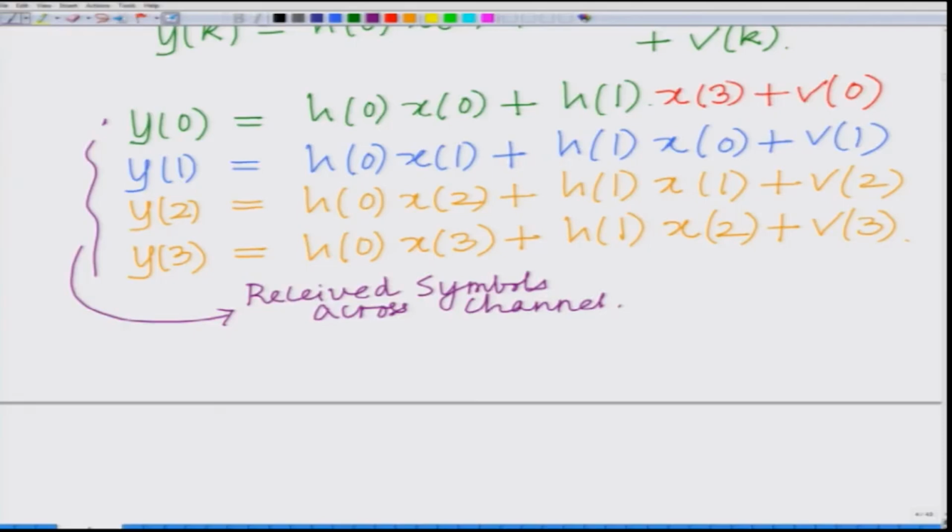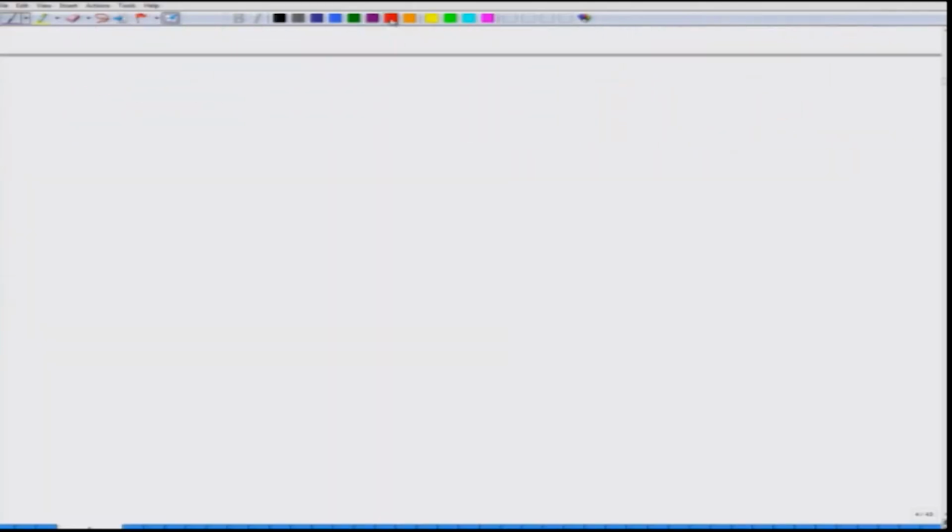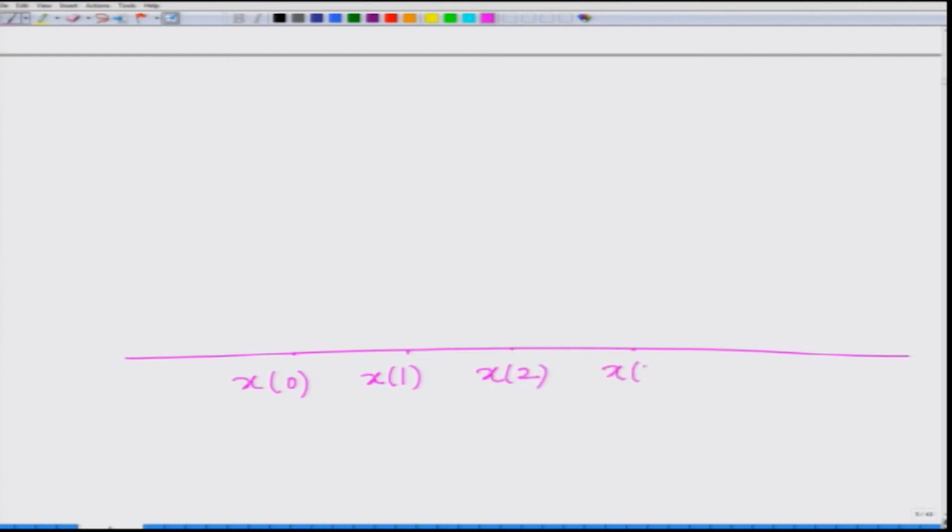Now let us observe an important property of the received symbols small y0, small y1, small y2, small y3. I am going to illustrate this with a figure, because it is best illustrated pictorially. What I am going to draw is the time axis with x0, x1, x2, x3, and let us say this is your x0, this is your x1, this is your x2, and this is your x3.